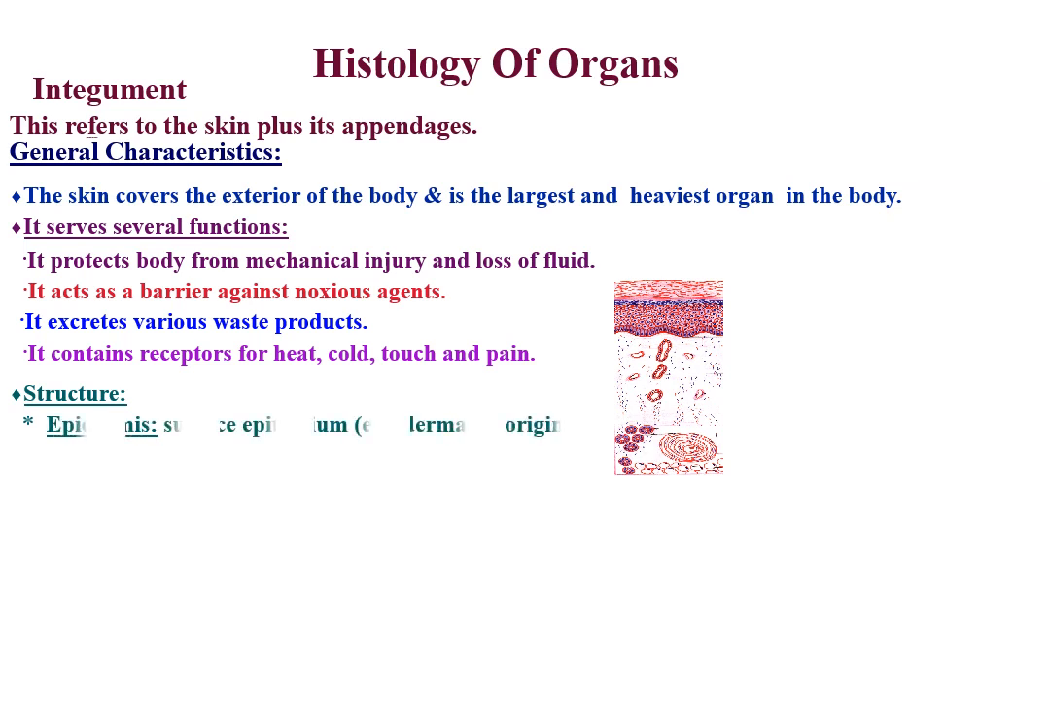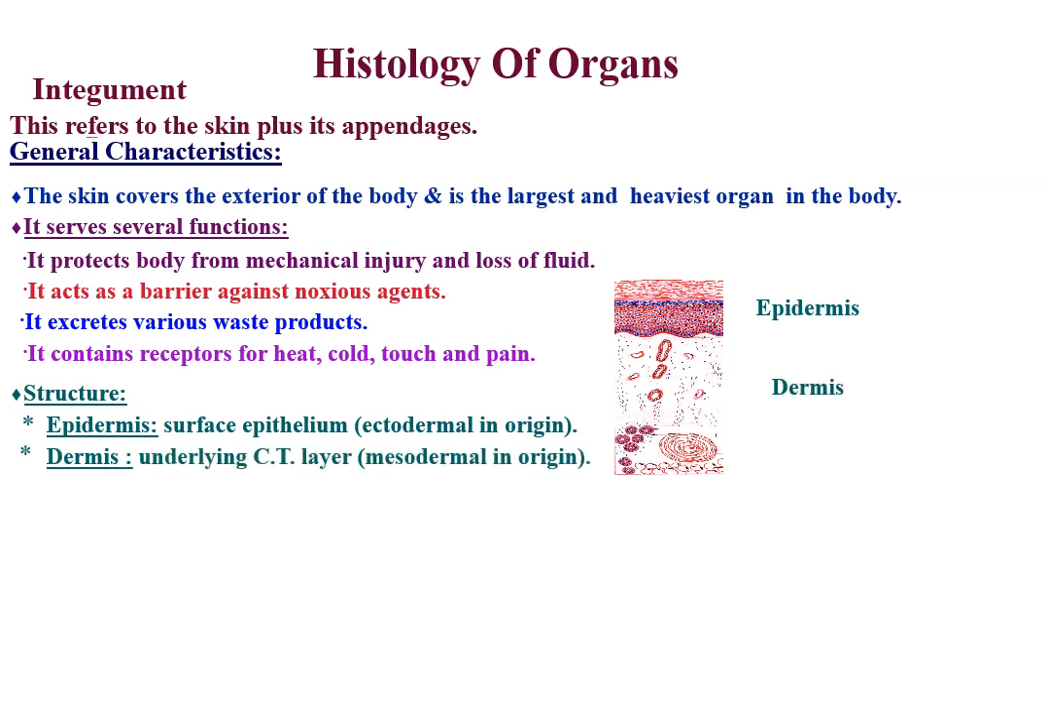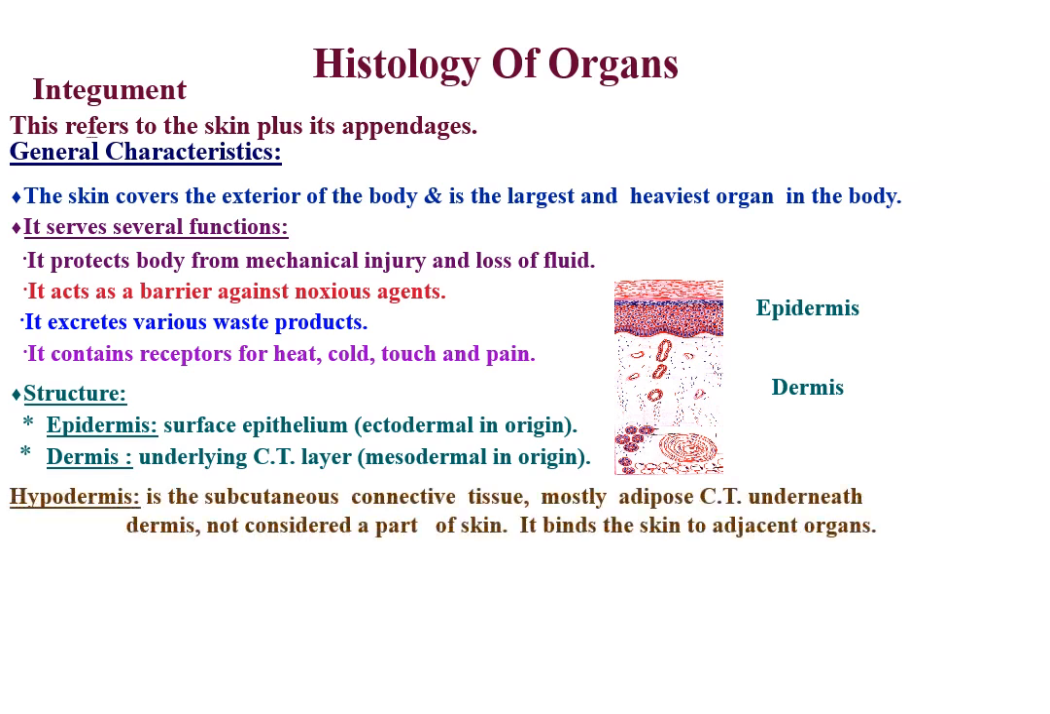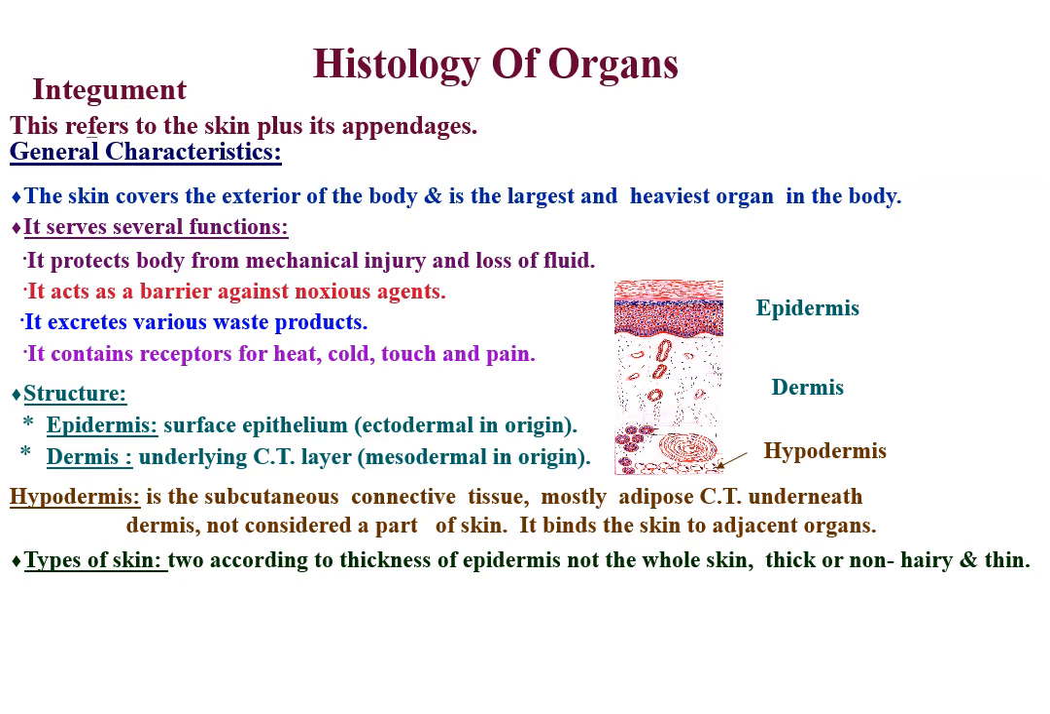Structure. The skin is made of epidermis, surface epithelium, ectodermal in origin, and dermis, underlying connective tissue, mesodermal in origin. Hypodermis is the subcutaneous connective tissue, mostly adipose connective tissue underneath the dermis, not considered part of the skin. It only binds the skin to the adjacent organs.